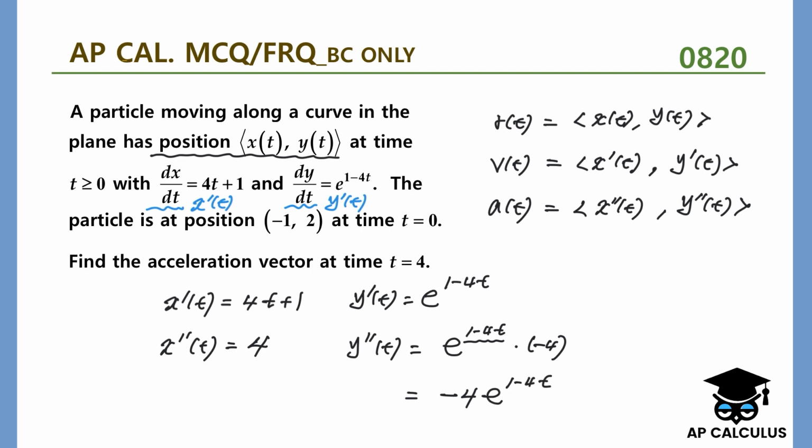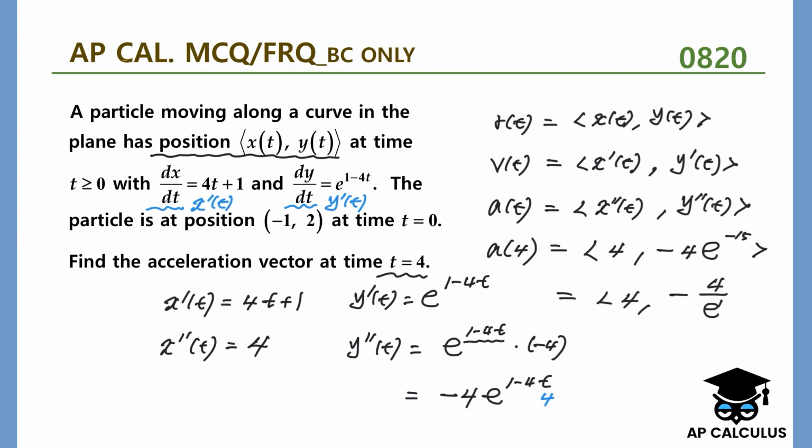So our acceleration vector at t = 4 is 4, comma, and if we substitute 4 for t, that's −4e^(1 − 16), which is −15. This can be written as (4, −4/e^15).